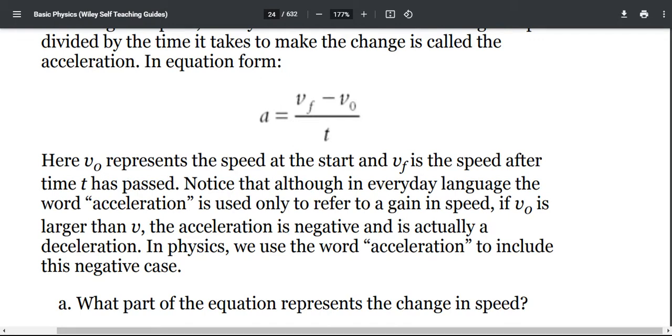Okay, what part of the equation represents the change in speed? So I think Vf minus V0.